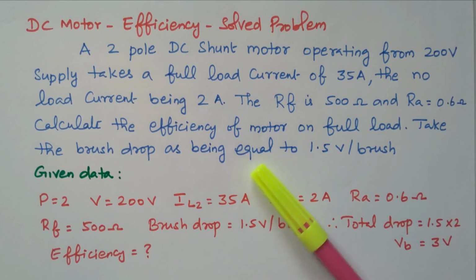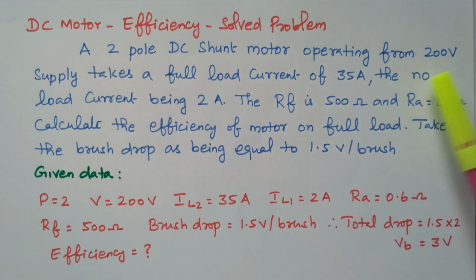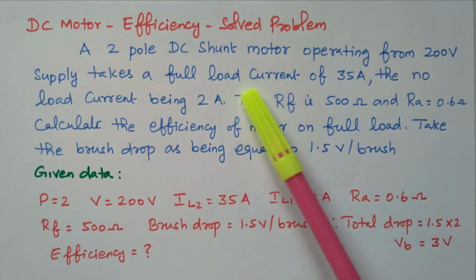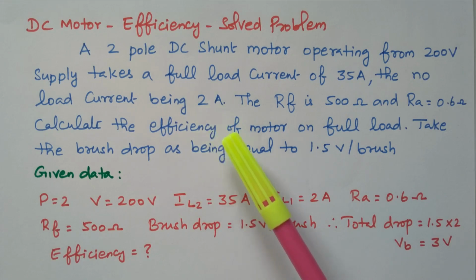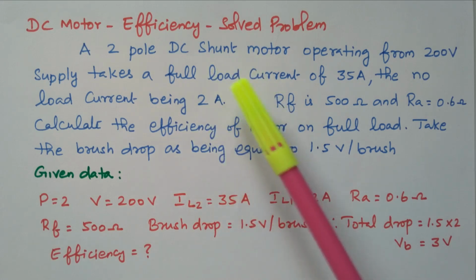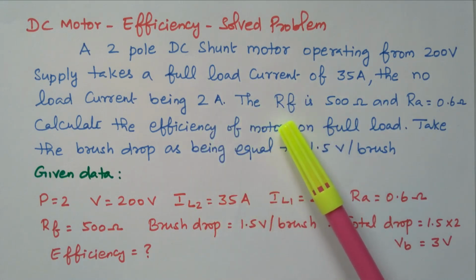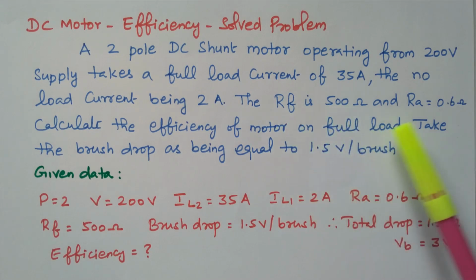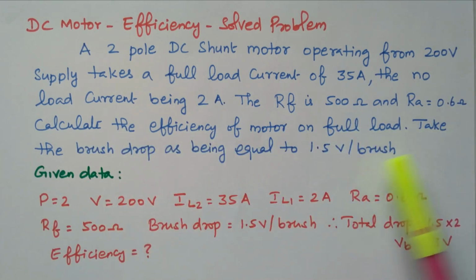Now we will go to the problem. A 2-pole DC shunt motor operating from a 200 V supply takes a full load current of 35 A and a no load current of 2 A. So, this problem is based on the shunt motor. The voltage is given, and the no load and full load currents are also given. The shunt field resistance RF is 500 ohm, and the armature resistance is 0.6 ohm. Calculate the efficiency of the motor on full load. Take the brush drop as 1.5 V per brush.